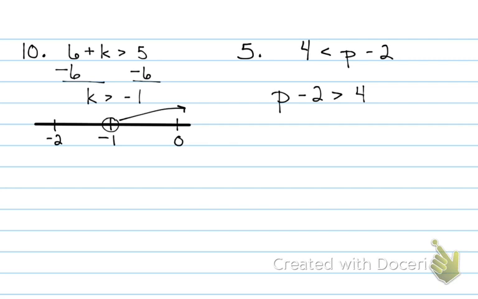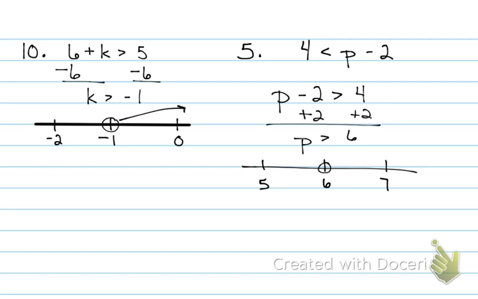And now the p comes first, we read the variable first, we solve for the variable just like we did on the other problems. All right, so go ahead and do that. All right, so what do I do to both sides? You need to add 2 to both sides, and p is greater than 6. All right. So open dot or closed dot on the 6? Open. And arrow going to the right.